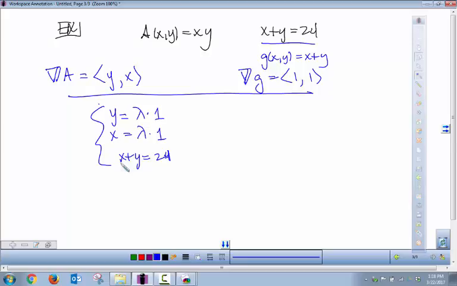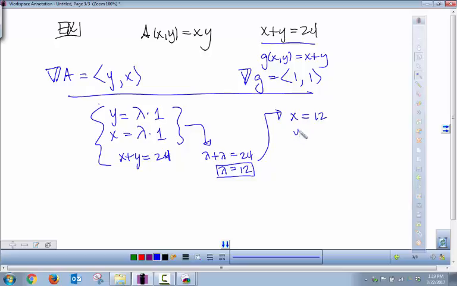So we know that both x and y are equal to lambda, so lambda plus lambda is equal to 24. Lambda is equal to 12. Okay, so that lambda we found, but it's not going to be important for us. But we put it back into x and y. x is equal to lambda, y is equal to lambda. And so here's your solution.